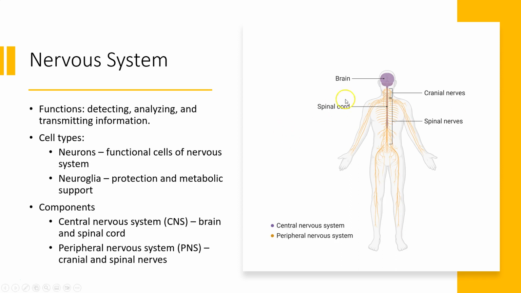The nervous system is divided into two major components. The central nervous system is made of the brain and the spinal cord. And the peripheral nervous system is made of the cranial nerves and the spinal nerves.